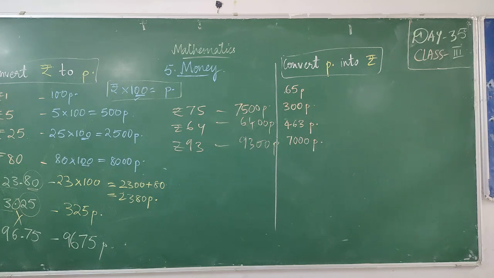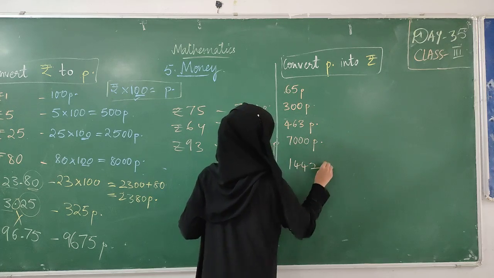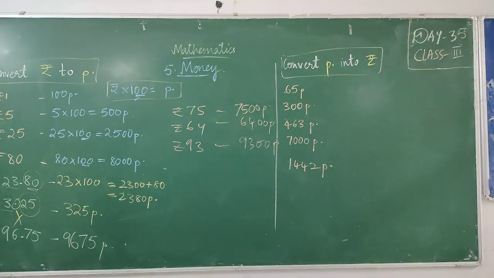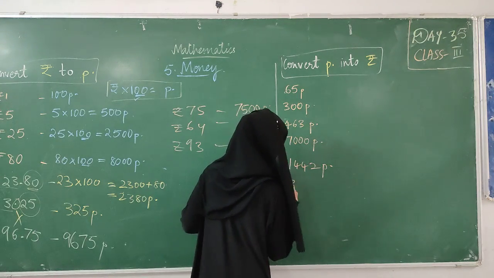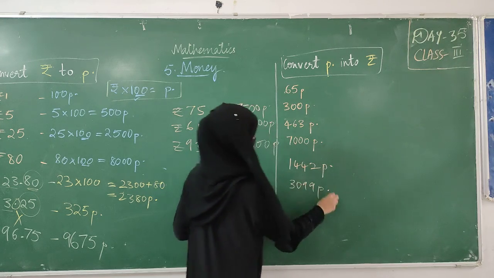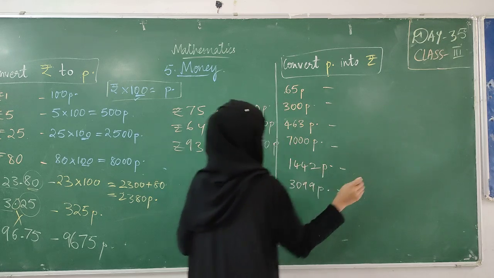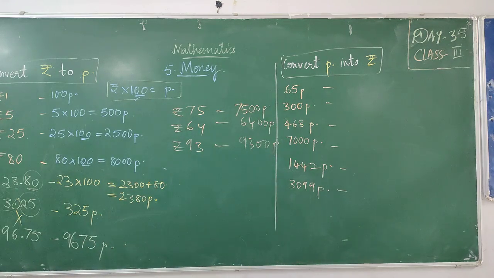There are actually 3 digits, no? I'll write a few more examples of 4 digits, sorry. 1442, 3099. Okay.